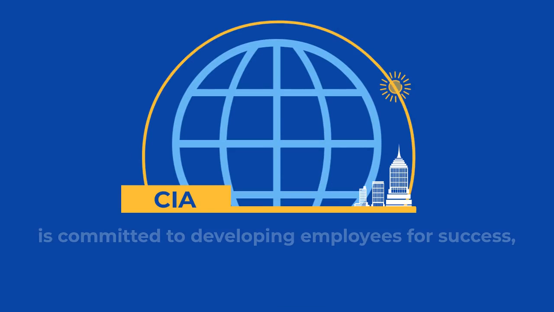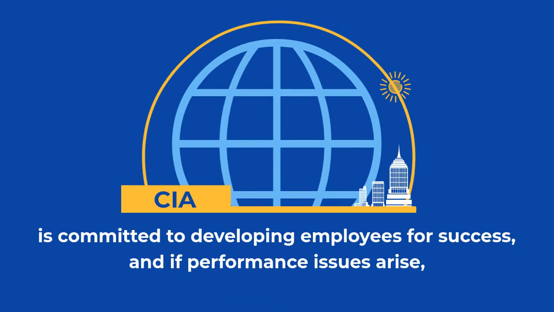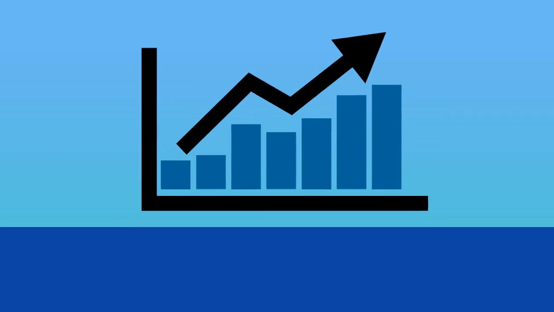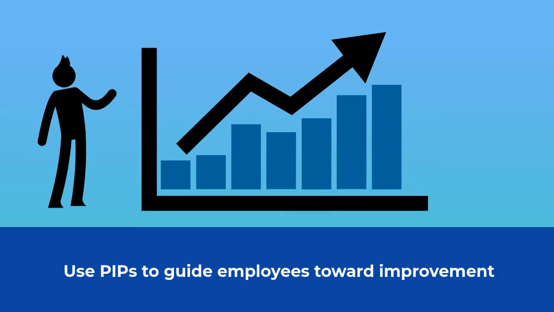The CIA is committed to developing employees for success, and if performance issues arise, working with them to improve and sustain performance. Supervisors use PIPs to guide employees toward improvement when they do not meet expectations in a performance summary. It is used as the formal documentation for the 90 calendar day PIP period.